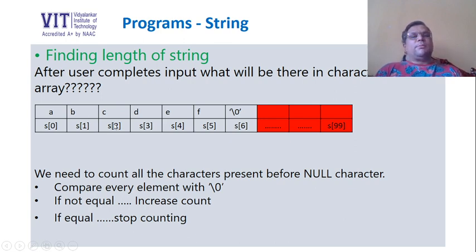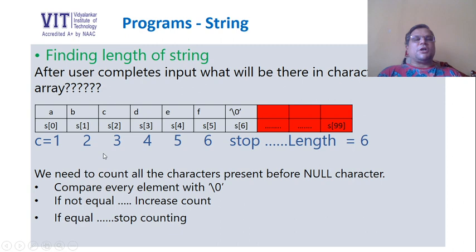Then we will go to the third element S2. The character present there is C. We will compare it with the null character. It is also not matching, so we will increment the count to 3. And we will keep on counting every character that we come across before we reach the null character. The moment the given element, let's say S6, whose value is the null character, matches with the null character, we will stop counting. And then the value present in our counter is nothing but the length of the string.